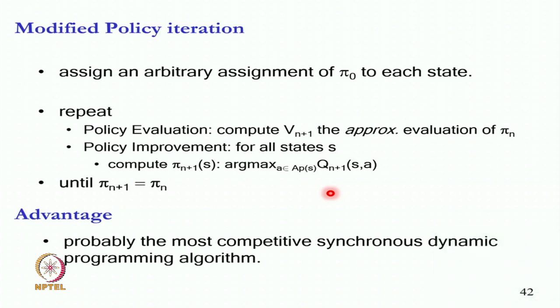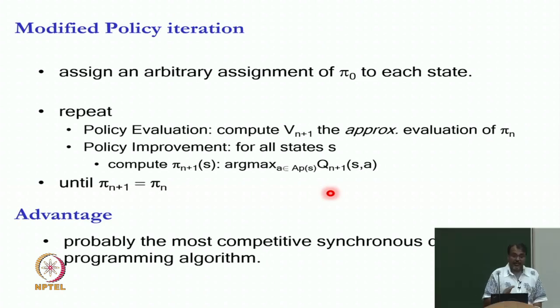It is probably the most competitive synchronous dynamic programming algorithm. So, let us understand the word synchronous. The word synchronous means that in one iteration I go over all states synchronously, one after the other. That is called the synchronous dynamic programming algorithm. Typically value iteration takes many more iterations to converge, policy iteration takes very few.